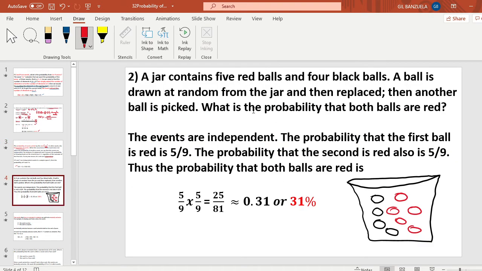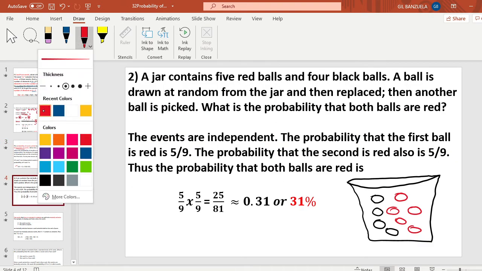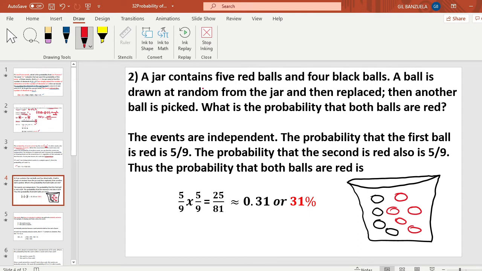So let us have an exercise. In here, guys, a jar contains 5 red balls and 4 black balls. A ball is drawn at random from the jar and then replaced. Then another ball is picked. What is the probability that both balls are red? The events are independent, no?